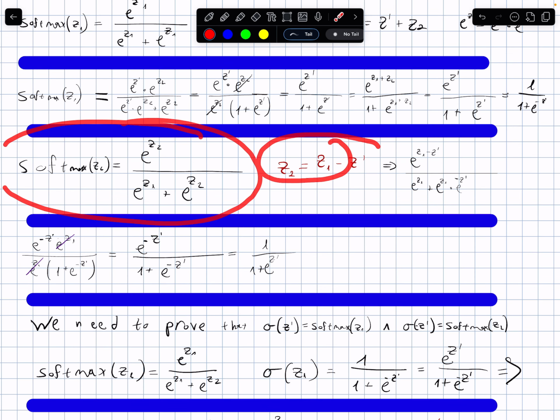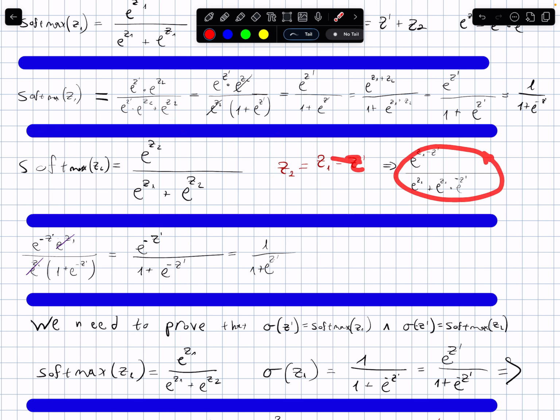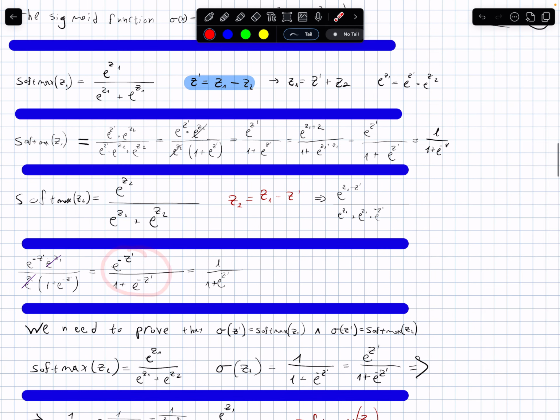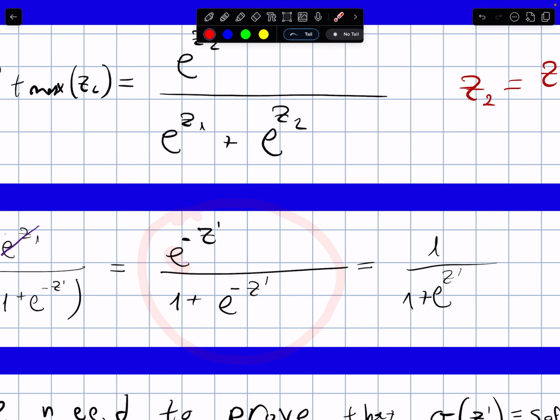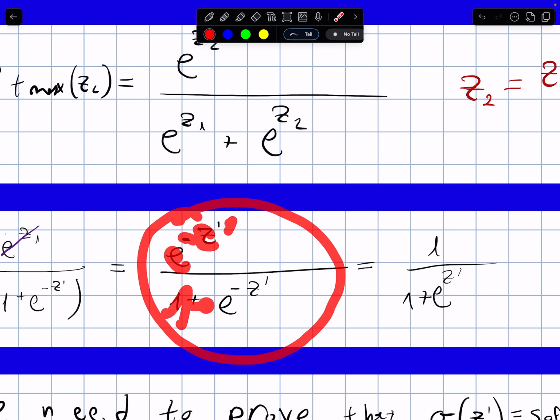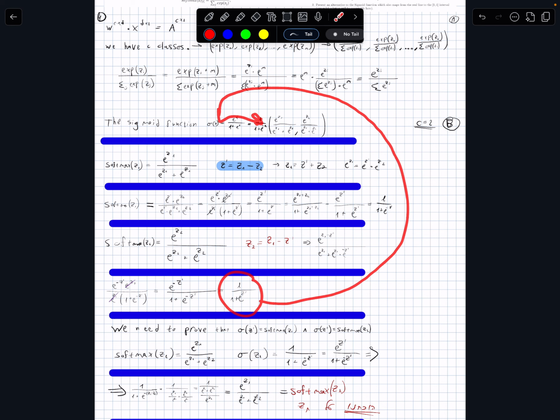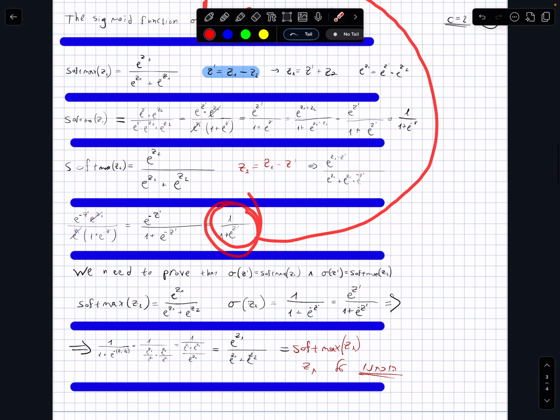I define z2 as z1 minus z tag, and I did the same action, and now I get the same but a little bit different function, which is the same but with minus. So minus z tag, 1 plus e to the power of minus z tag, and here it's just positive. So you can see that this one and this one is the same function. The only difference is here you have a minus and here you don't have. So just zoom, hope you see it.